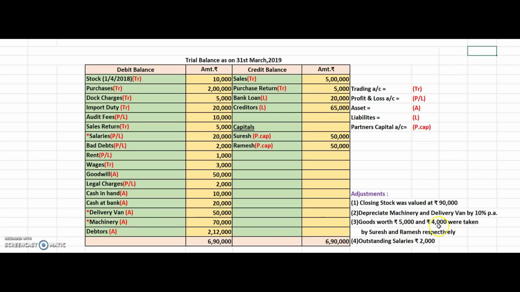Goods of 5,000, 4,000 taken by Suresh and Ramesh. There are 2 effects to this. There is no need to do any star marking for that. First effect is in trading account credit side because goods are taken away, and second effect, it is drawings for the partners, therefore it will come in partners capital account debit side.